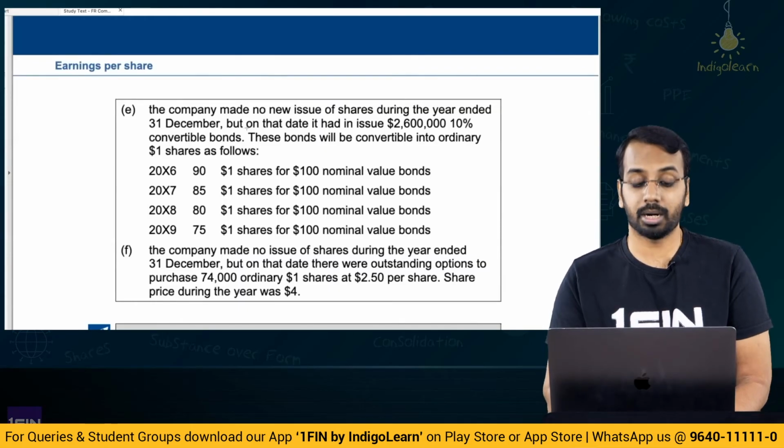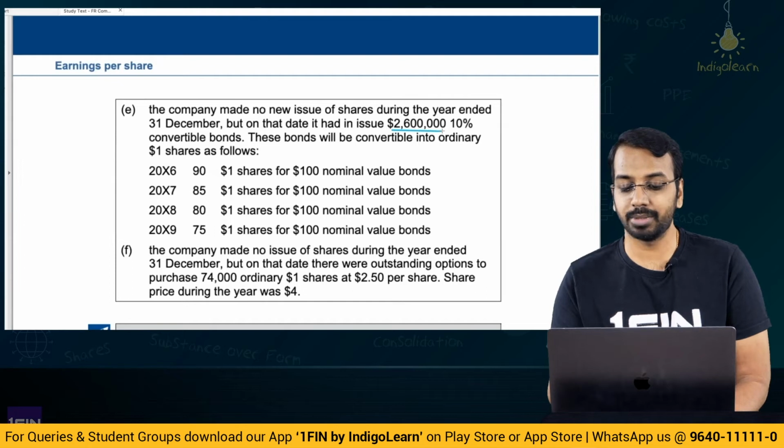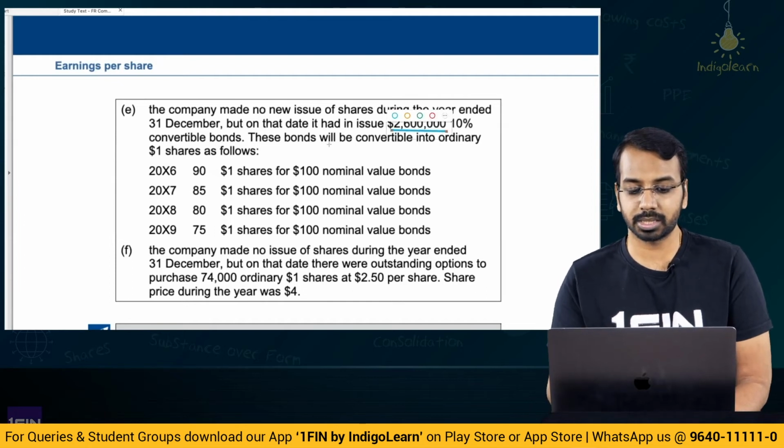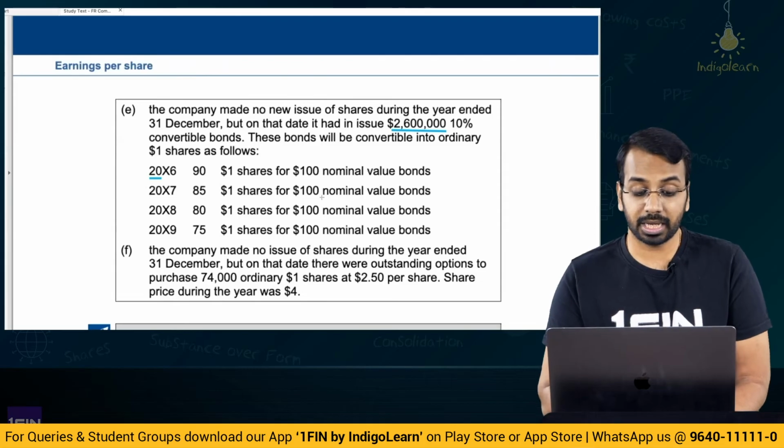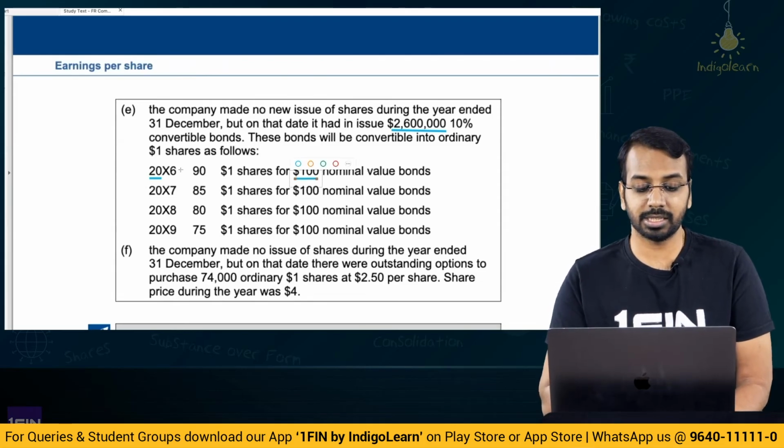Okay, right. Then number E: the company made no new issue of shares during the year ended 31st of December, but on that date, it had an issue of 2.6 million 10% convertible bonds. These bonds will be convertible into ordinary shares as follows: in year 6, 90; year 7, 85; 80; and 75.